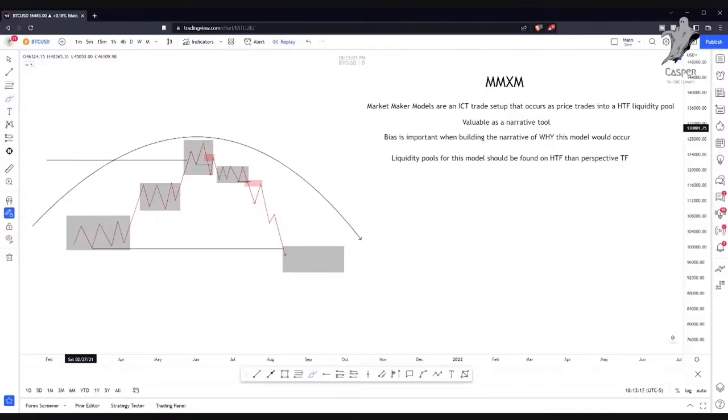But the gist of what I'm trying to get across is you need to use different perspectives, because if you're looking at a 1 minute and trying to draw out this market maker model, it's going to be very low probability if you're also trying to pair it with 1 minute liquidity.